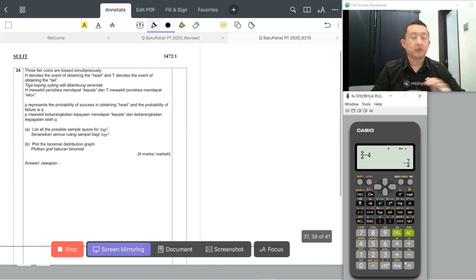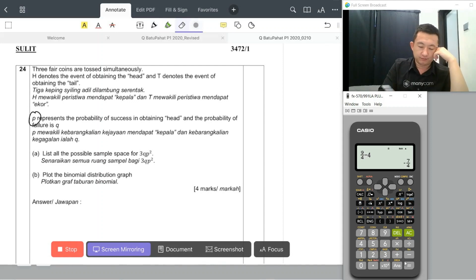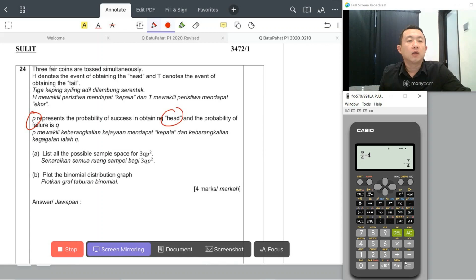3 fair coins are tossed simultaneously. H denotes the event of obtaining heads, T for tails. P represents the probability of success of obtaining heads. Q is the failure. So Q is for tail, because it's either head or tail. P is for the probability of heads, then Q is for the probability of tail. It's either head or tail.